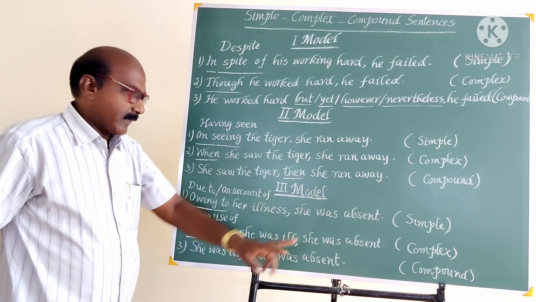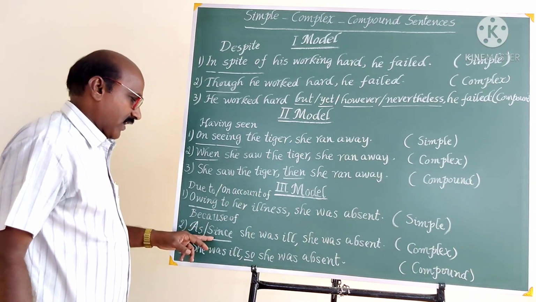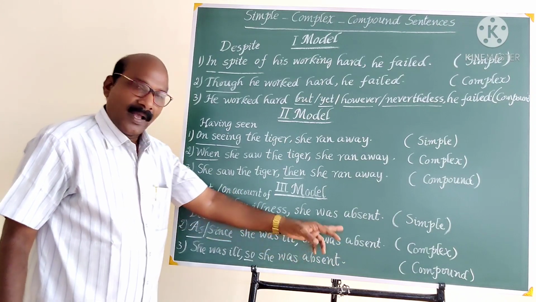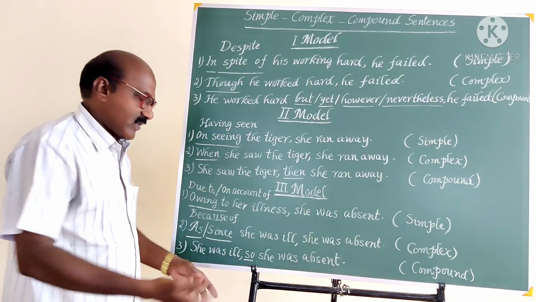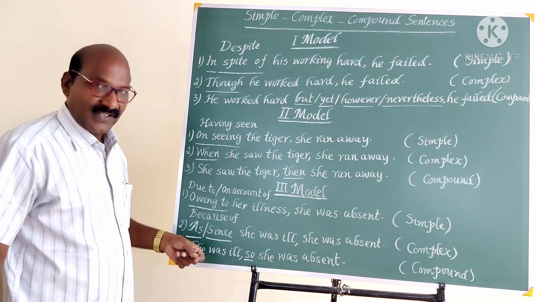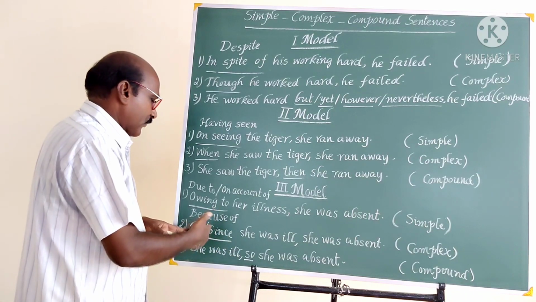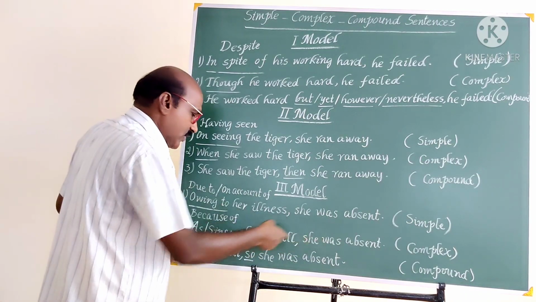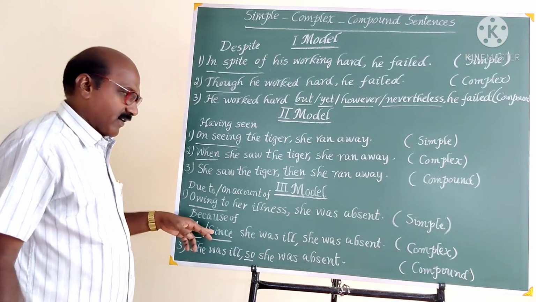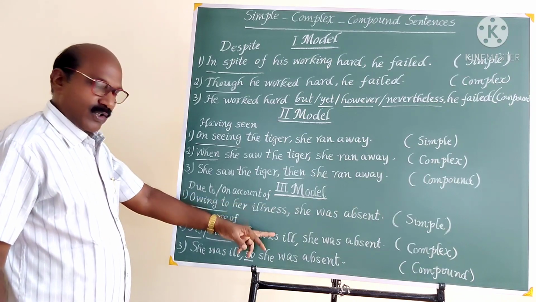Simple. To change that simple into complex, as she was ill, or you can say since she was ill, she was absent. She was absent because she was ill. In this way also you can convey the same idea. In complex also you can use because. By using as or since in complex sentence, we can get this one. So we can change the simple into complex.